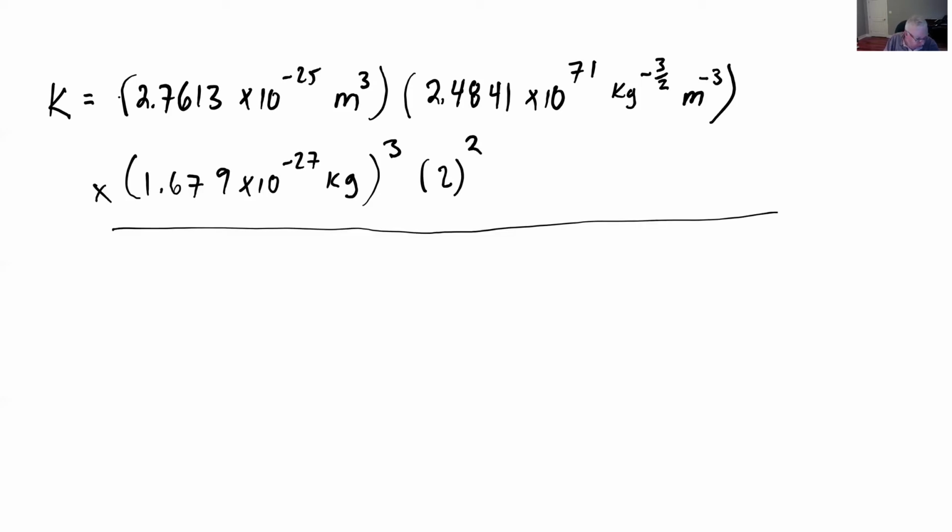On the bottom, I've got the things from the molecule. So I've got 3.3477 times 10 to the minus 27 kilograms. That's the mass of the hydrogen molecule, and that's to the 3 halves power.